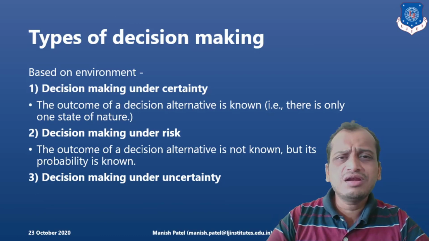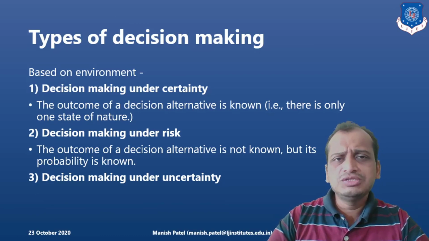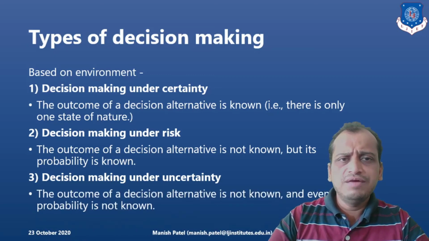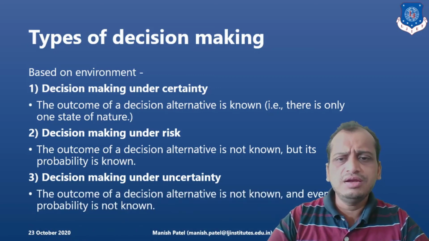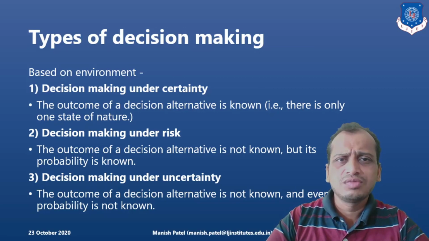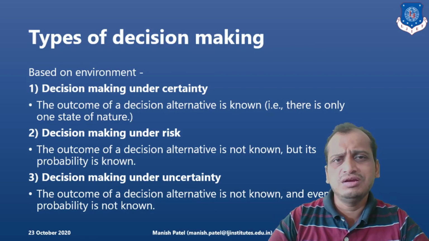Then you have decision making under uncertainty. In uncertain environments, based on different subjects or different decision makers, you have different decision alternatives and outcomes. Definitely the outcome is not known, and even its probability is not known. It means an uncertain environment is there. So in that case, whenever you are deciding, that decision making process is decision making under uncertainty.